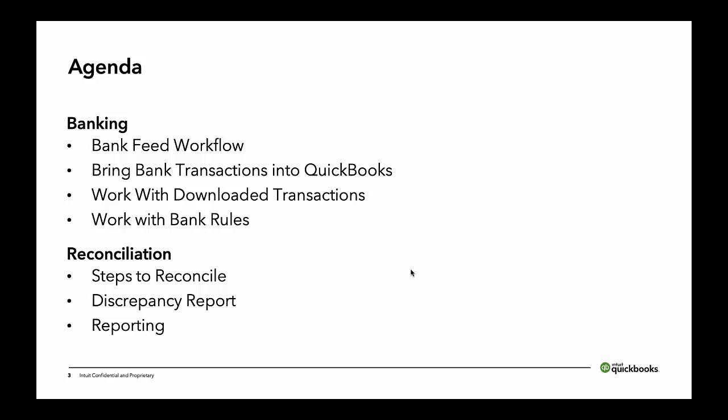And once we've covered the bank feed in depth, we'll jump over into reconciliation, which really these two topics go hand in hand, right? We're going to add and match transactions in the bank feed. Those get marked cleared, and then we go to reconcile. So we'll cover the steps to reconciliation, what the discrepancy report looks like, and what the reporting overall is like for reconciling in QuickBooks Online. So I hope that sounds great to everybody. And let's dive into the bank feeds themselves.